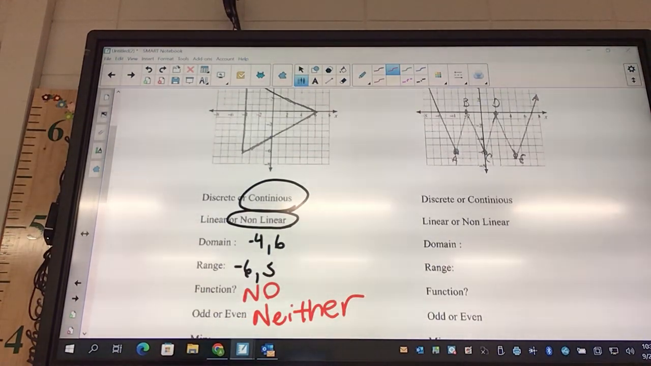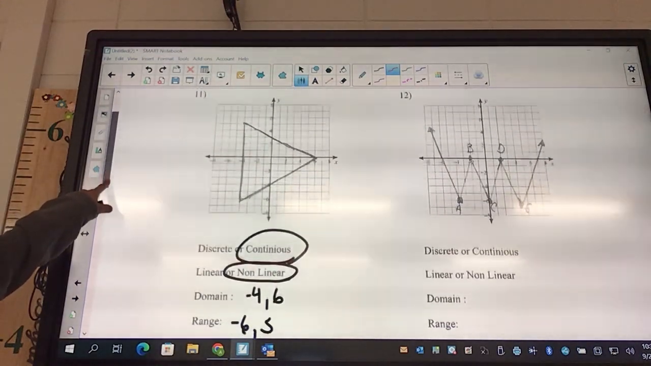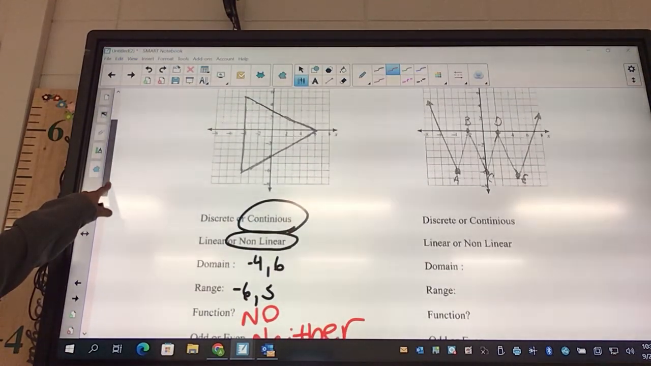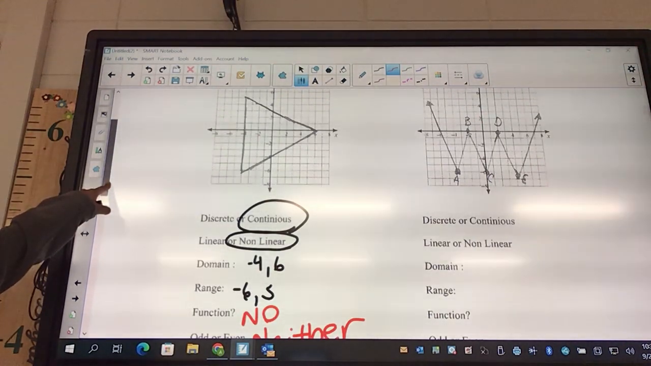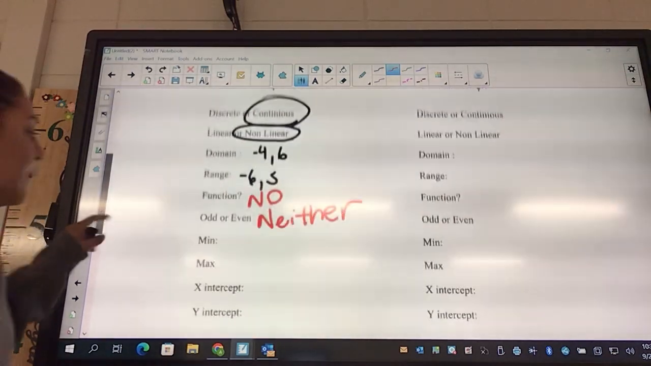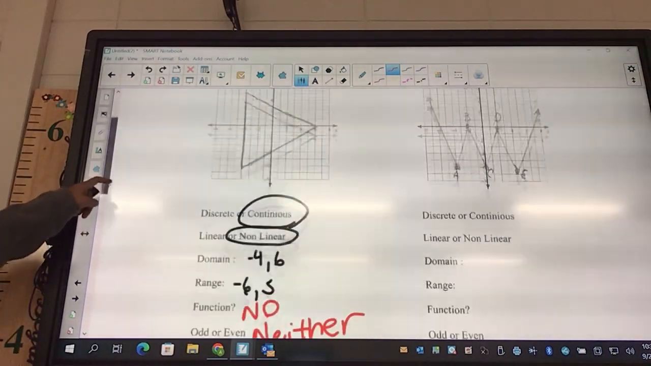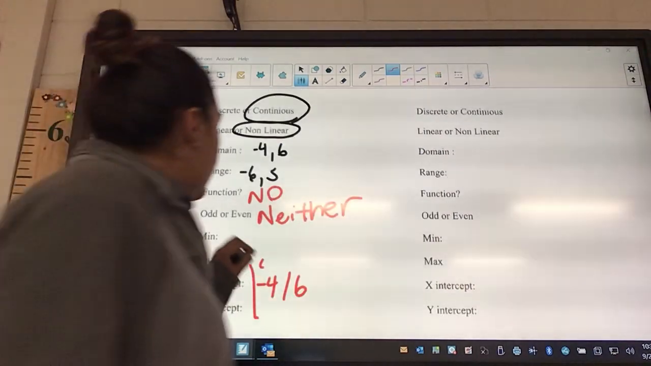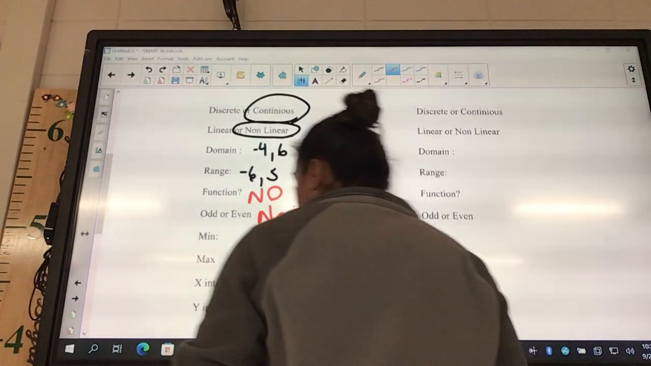Min and max. Okay, is there letters on here? Then we're not doing min and max on this one. X-intercept. Negative 4 and 6. Wait, what? -4 is one of them, and 6. Oh, wait. Yeah, I'm looking at the other one. -4 and 6, my bad. The Y-intercept. -4 and 3. Yeah, that's the one I was looking at. -4 and 3.